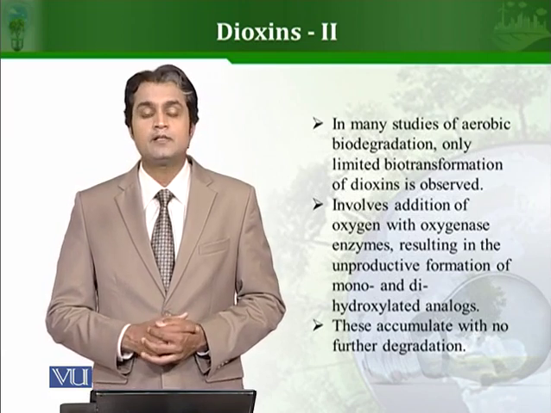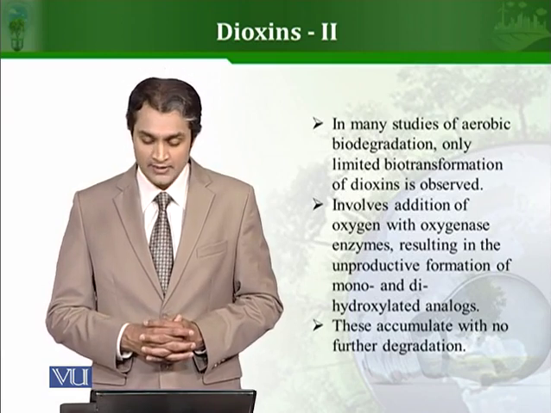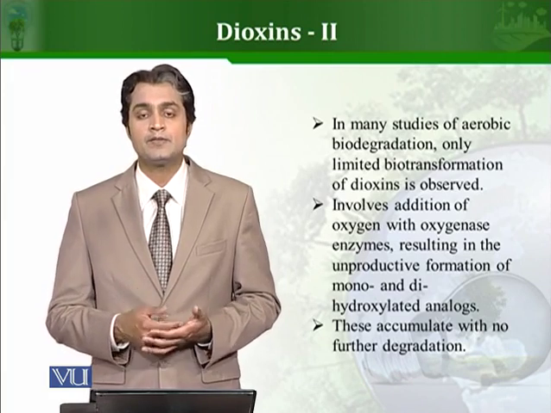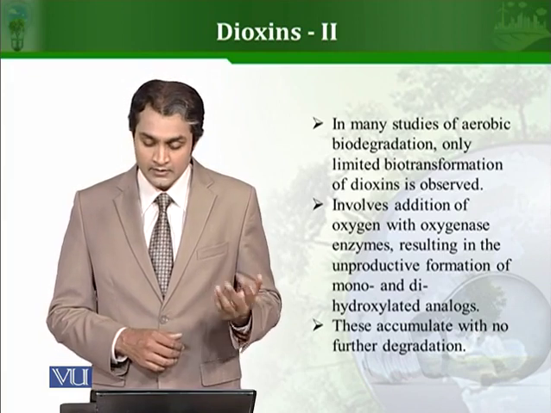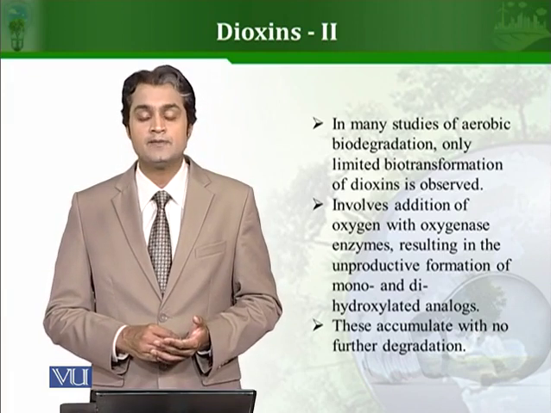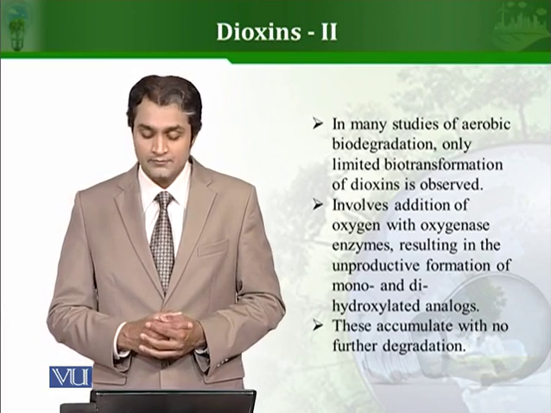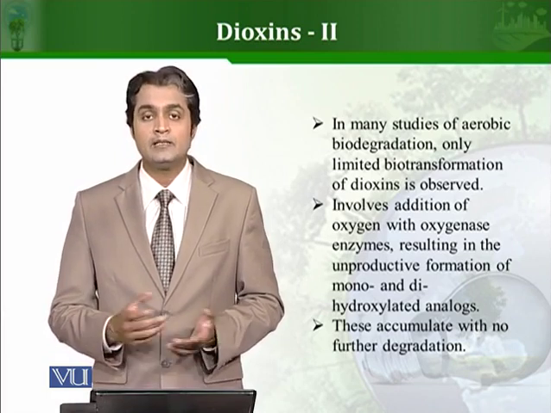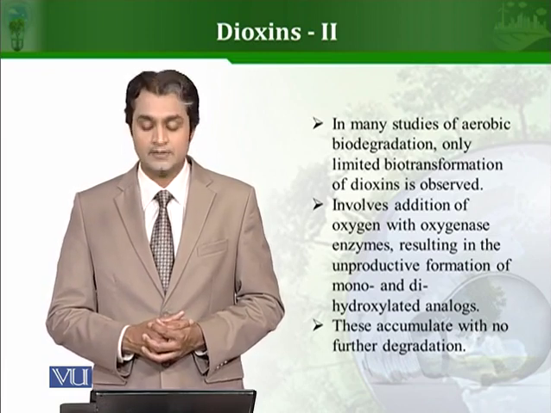Now, in many studies of aerobic biodegradation, only limited biotransformation has been observed in case of dioxins. Basically, again, the process is almost the same as with any other chlorinated toxic. It involves the addition of oxygen with oxygenase enzymes. In this case, it results in the unproductive formation of mono and di hydroxylated analogues. Why unproductive? Because these analogues which are produced due to this oxygenation accumulate with no further degradation.